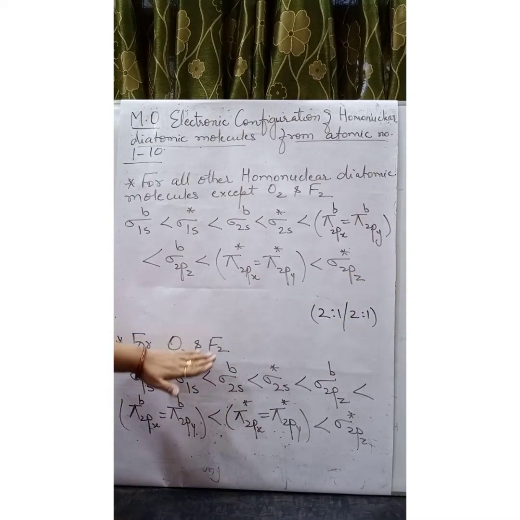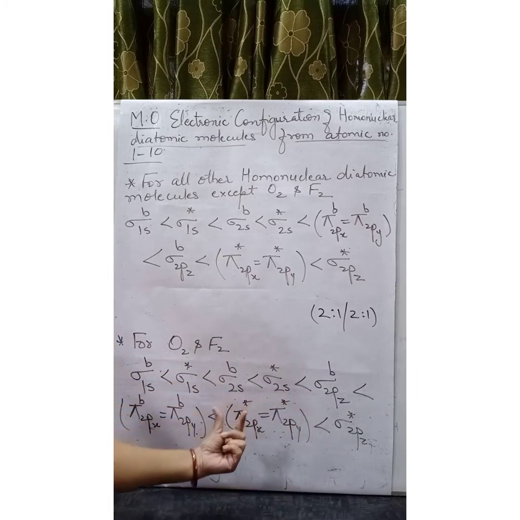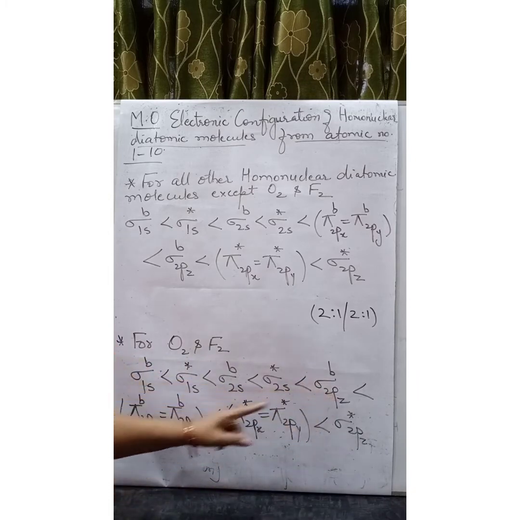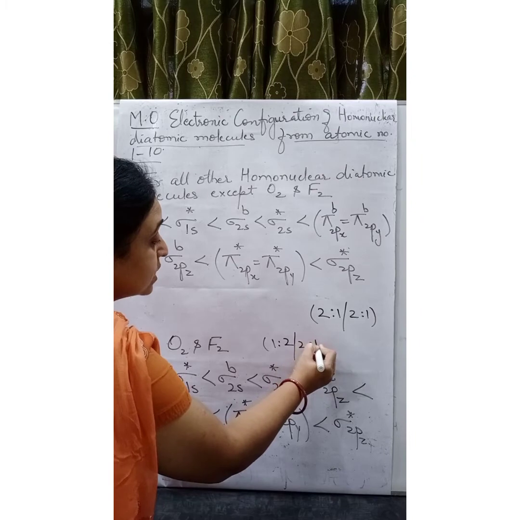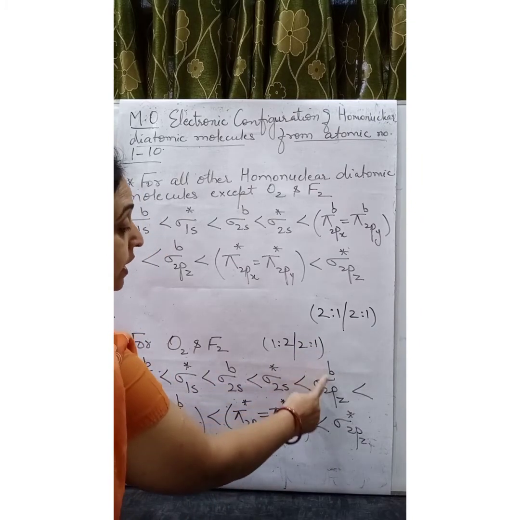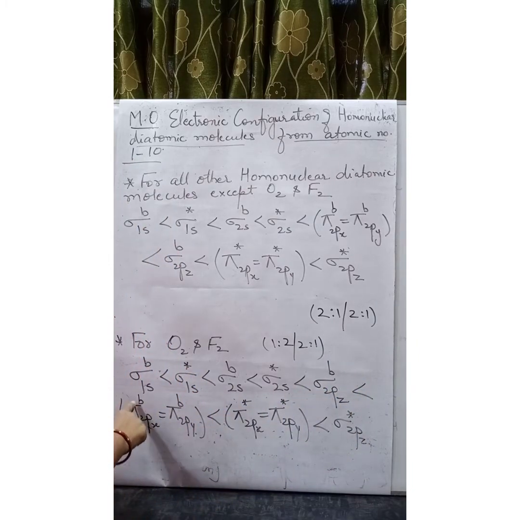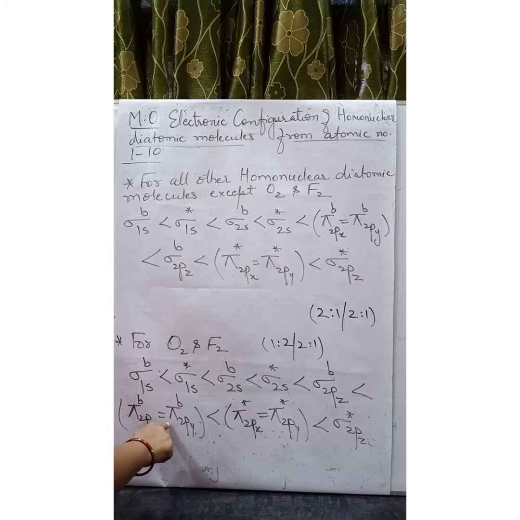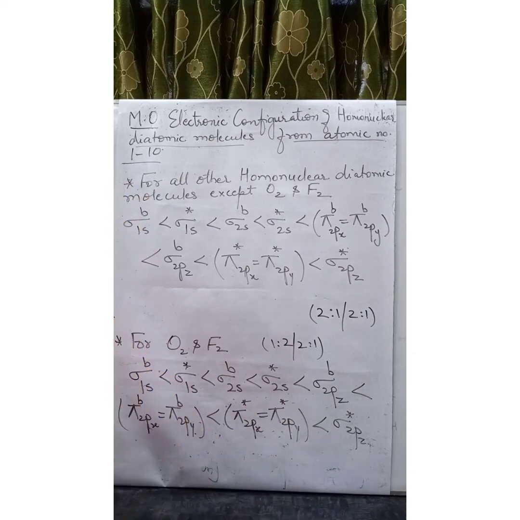For oxygen and fluorine, all the electronic configuration remains the same. Only this portion gets reversed. You can see, we can use the trick here: 1:2, 2:1. So here you will notice that sigma bonding 2pz is lower in energy as compared to pi bonding 2px and pi bonding 2py. And for the anti-bonding orbitals, we have to follow the same configuration.